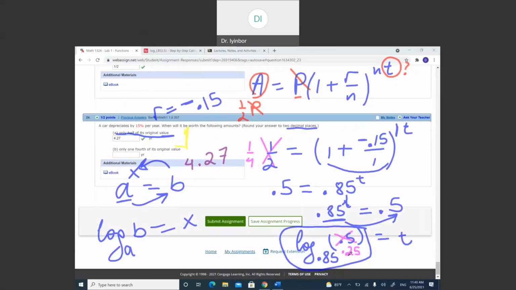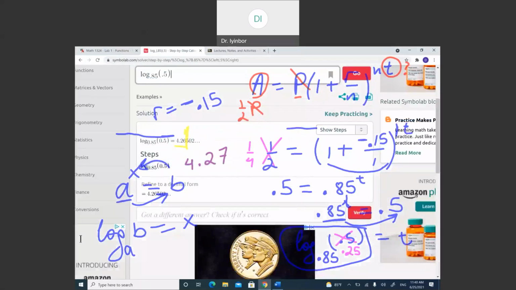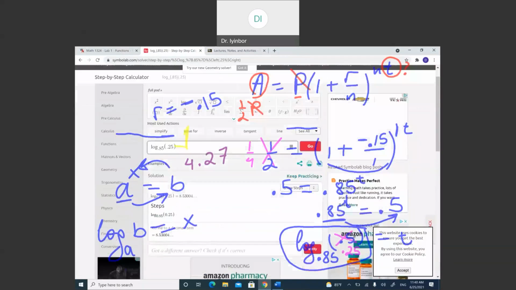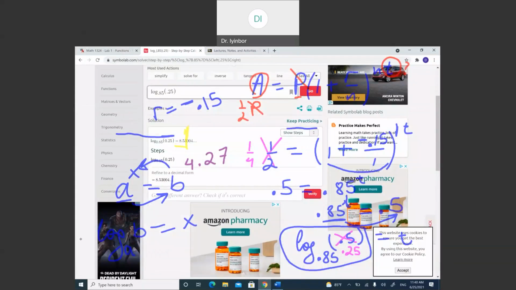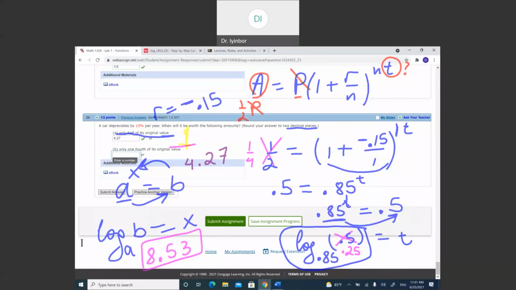So I'm just going to go to the calculator and put the 0.25 there instead of 0.5. And the answer is 8 point, you see that 8 point, I'm going to write it here, 8.53, because after 3 is 0. So that's my answer for the second one, 8.53. So that's how you do those questions.